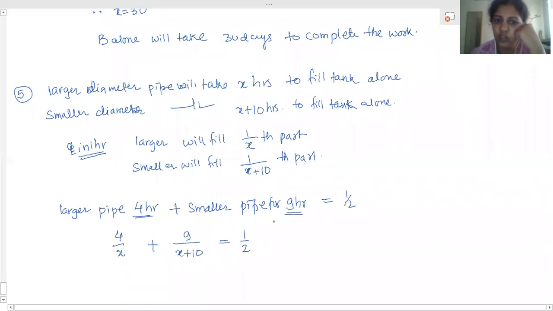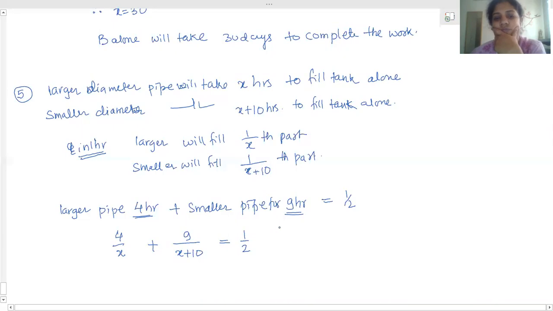Smaller one is used only for 9 hours. So for 1 hour, the part it fills is 1 by X plus 10. So for 9 hours, how much part of the tank will it fill? 9 by X plus 10. And altogether, how much part of the tank is completed? Half. So 1 by 2. Is this question clear, everyone?